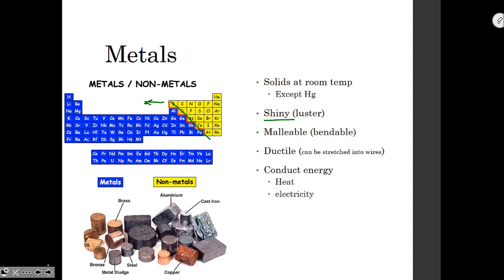Metals are ductile, meaning if you heat up a metal, you can pull it apart, and it pulls apart kind of like silly putty. When you pull silly putty apart, it gets those gooey strings between them. That's how metals are formed into wires. The ability to do this is known as ductility. Metals are often solids at room temperature, with one exception. Mercury is a liquid at room temperature, and metals are excellent conductors of energy, either heat or electricity.